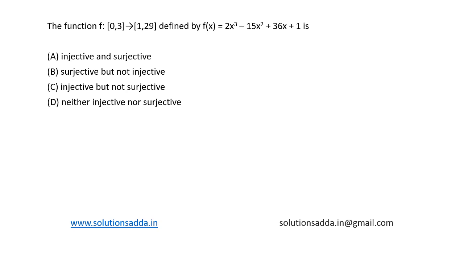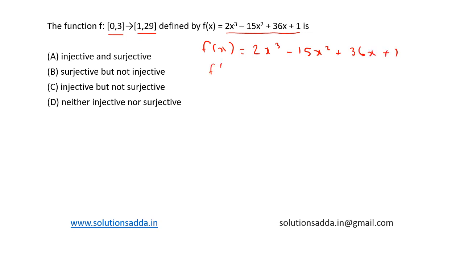This is a question from engineering mathematics. The function f in the domain 0 to 3 and defined till the range 1 to 29 for the function f of x, that is 2x cube minus 15x square plus 36x plus 1 is, and 4 options are given. Let's write f of x is equal to 2x cube minus 15x square plus 36x plus 1.